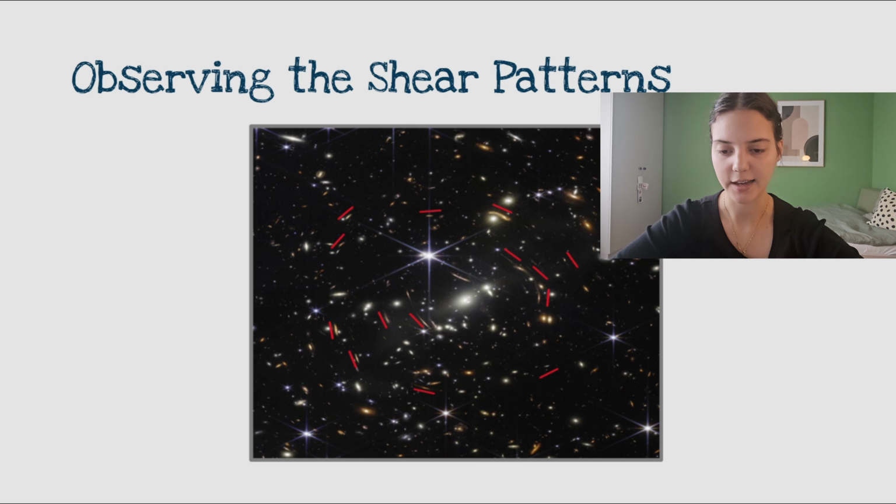Okay, so this is just an example, but when we looked at lensing, this is how light gets bent. So all these lines in red kind of represent the shear, which is kind of like the stretching and bending of light.